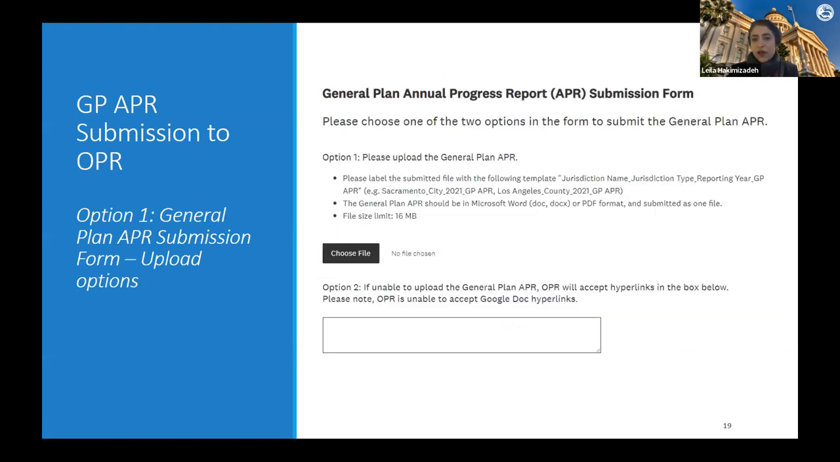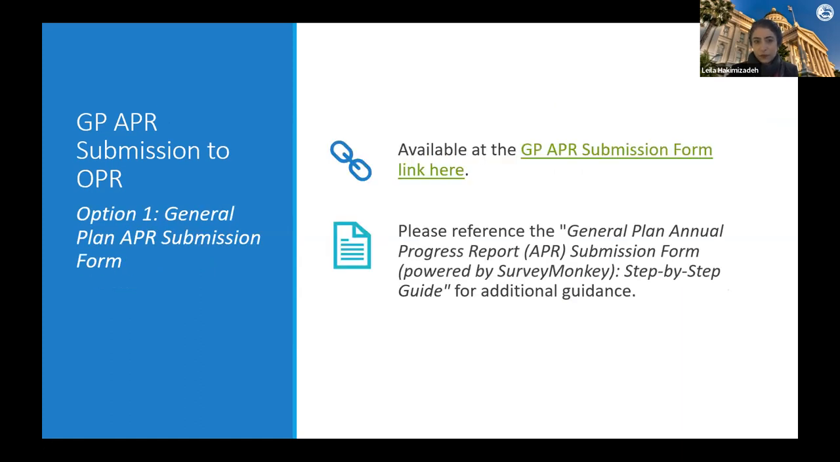This is a screenshot of how a local government can submit its APR. The option is to either upload up to 16 megabytes or provide a hyperlink. The hyperlink should not be a Google Doc or Dropbox because we cannot open them at OPR. This is also the link to the submission that you can find in the General Plan Annual Progress Report submission form on OPR's website.